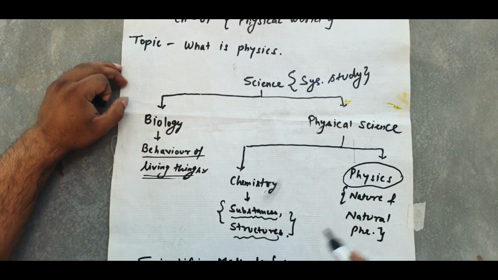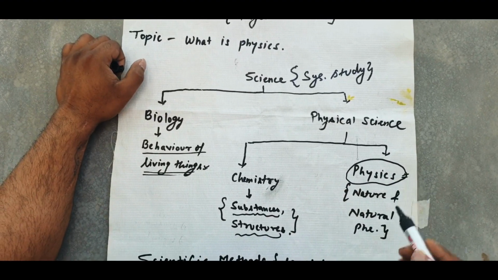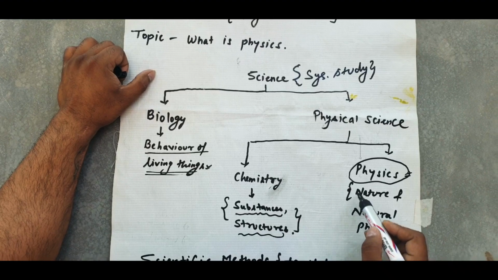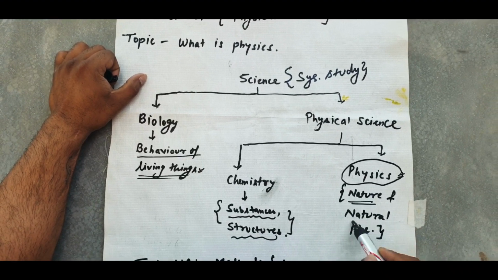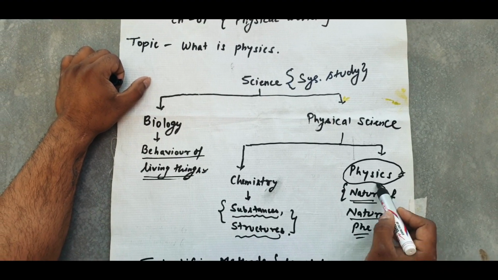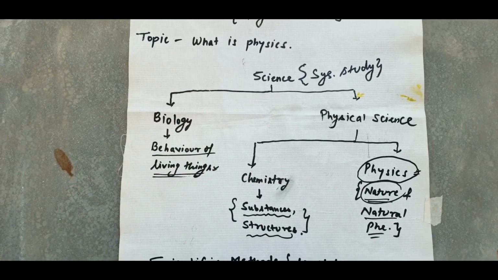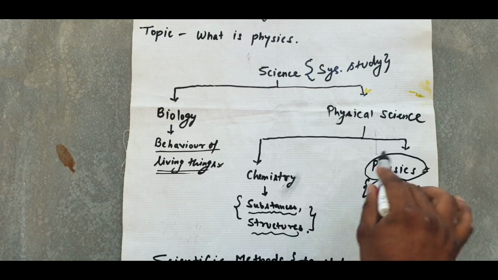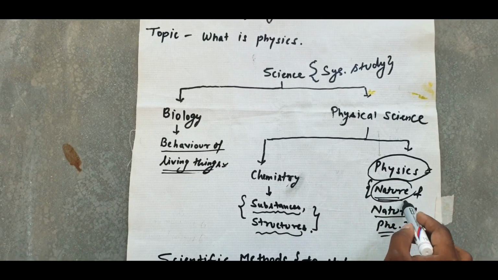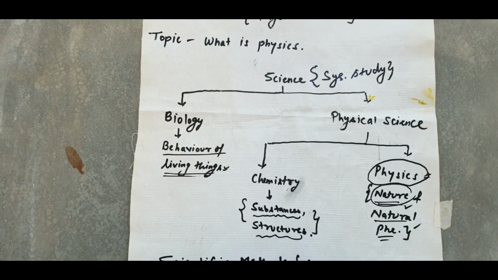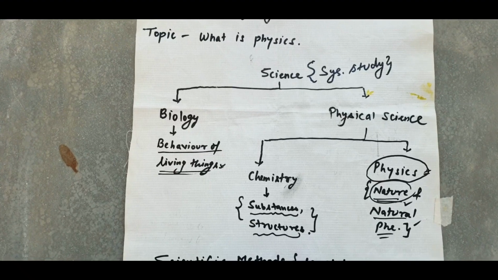We have to study physics. This is our topic. So what is the meaning of physics? Physics means study of nature and natural phenomena. Now it is very vast, because nature is very vast. So the basic one line statement of physics is: nature and natural phenomena. So we will study about this now.